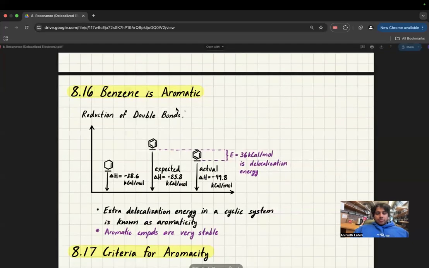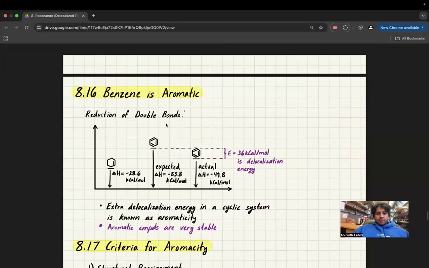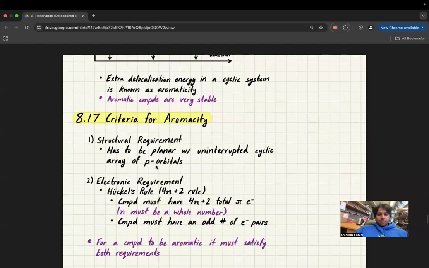Okay, so benzene is aromatic. We're going to talk about aromaticity in a second. There are a lot of rules surrounding this. Right now, what you need to know is that the more delocalization you have, the more stable you are. There's a special categorization of delocalization called aromaticity, which is when you have, in a cyclic system, a conjugated system, an odd number of electron pairs, etc. Anyway, let's just get right into it, okay?